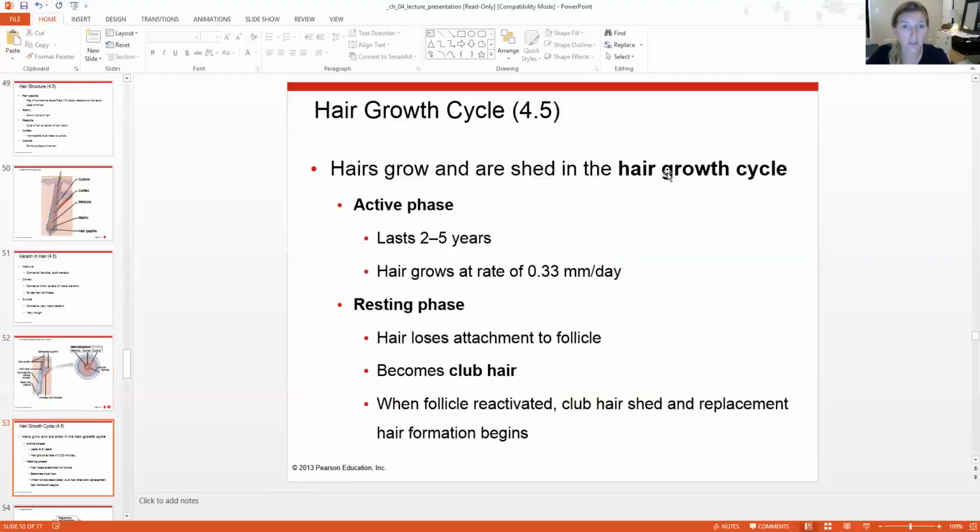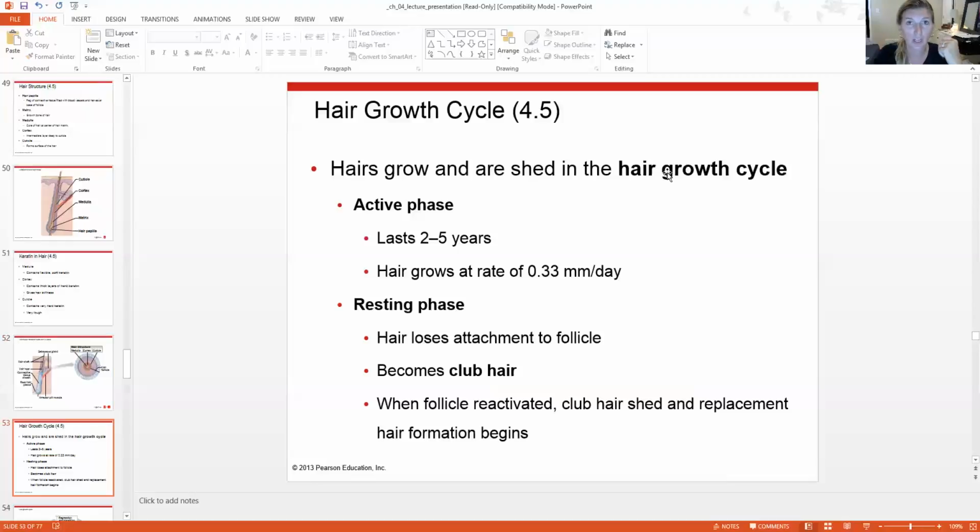Our hair grows in cycles. There's an active phase where it's growing for 2 to 5 years. And then there's a resting phase. And each hair follicle is going through these cycles at different rates, which is good because otherwise we'd all lose our hair and then we'd all have to regrow our hair on the same cycle.